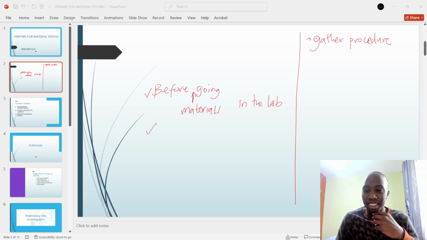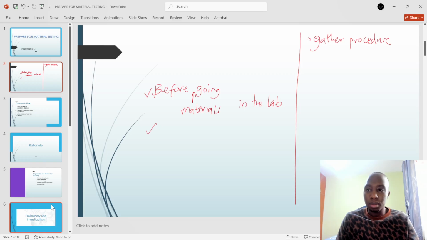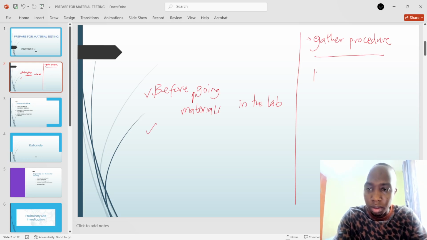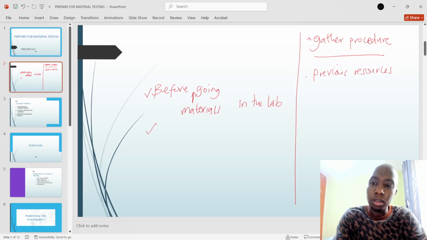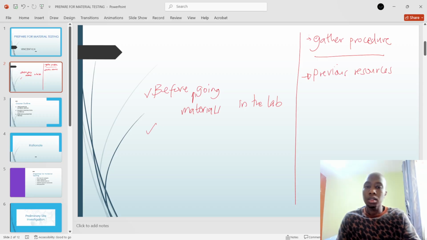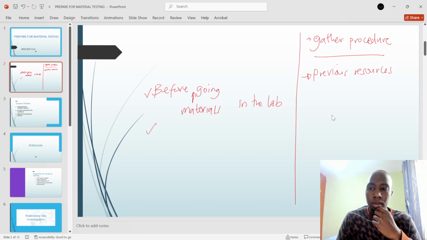Douglas, where do we get the procedure that we will use? We can get it from the previous resources. You can get them from the site where the material is, and from the old previous site and the old resources. Okay, so you're saying we can get them from previous resources.